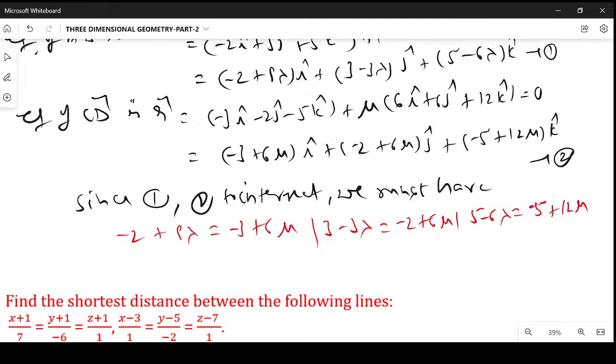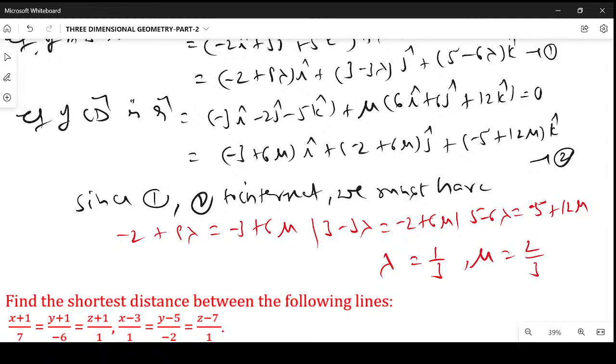Like this, similar to the previous one. You solve all these equations, you can find the lambda value and mu value. That part you can do. You solve these three equations like the previous problem. I'm giving an idea: solve these three equations. Finally we get, after solving, lambda equal to 1 by 3 and mu equal to 2 by 3.